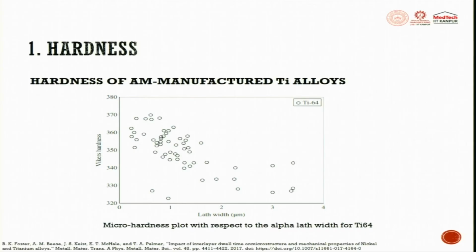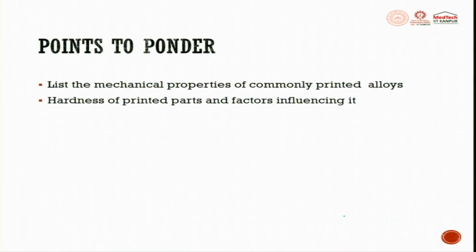When we plot micro hardness with respect to the alpha lath width for Ti6Al4V, you can see this is the spread you get. As the lath width increases, you can see Vickers hardness falling down. The smaller the width, the higher the hardness. So, finally, you get a response like this: the hardness is decreasing with respect to lath width. So, hardness is inversely proportional to lath width.